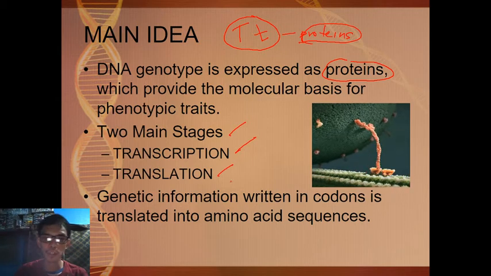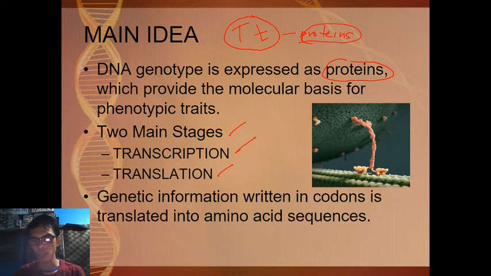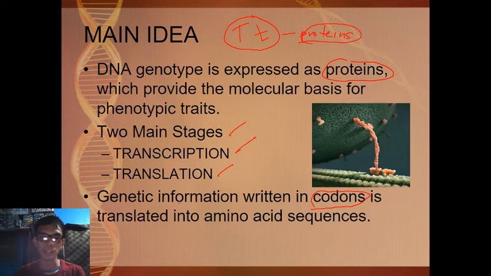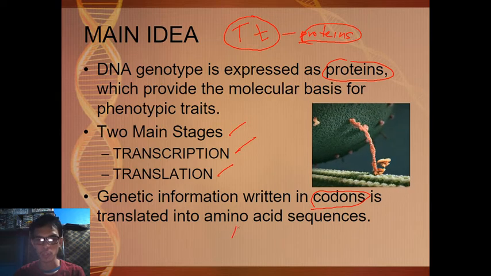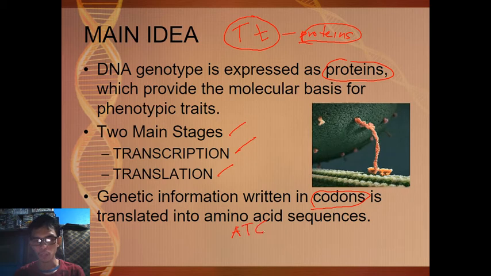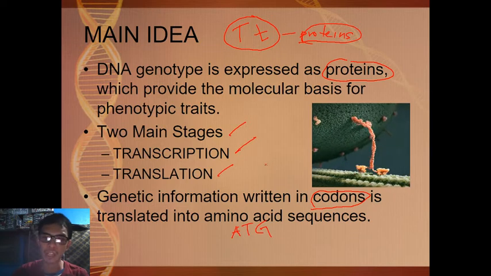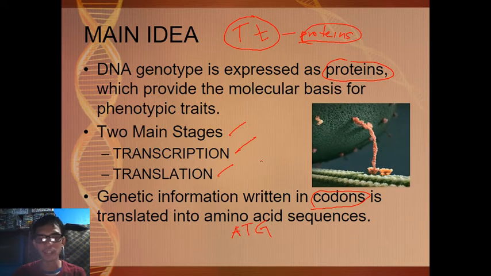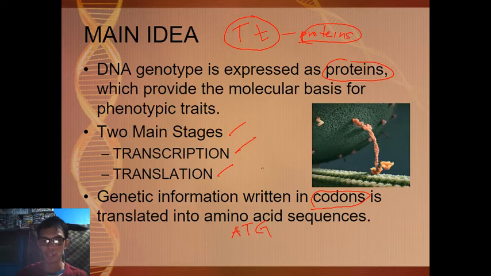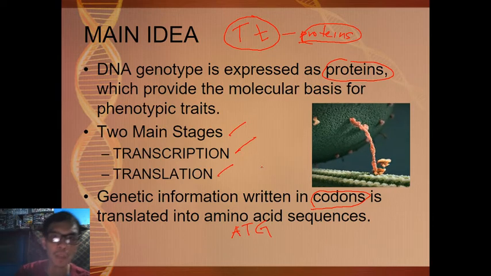Genetic information written in codons is translated into an amino acid sequence. By the way, what is this codon all about? Codons are 3-letter nucleotide combinations. For example, we have A, T, G. So codons are 3-letter combinations. It must not be less than 3 or greater than 3. That's very important. So, let's move on.